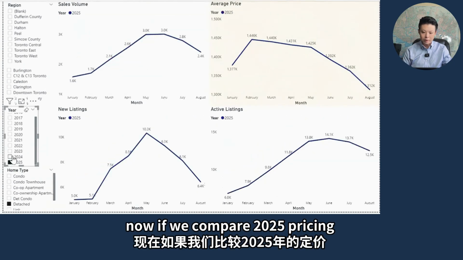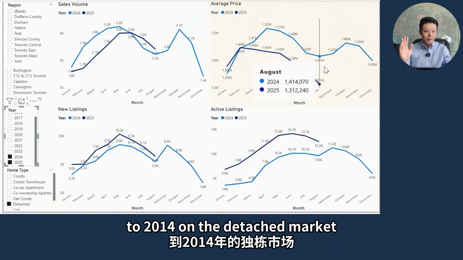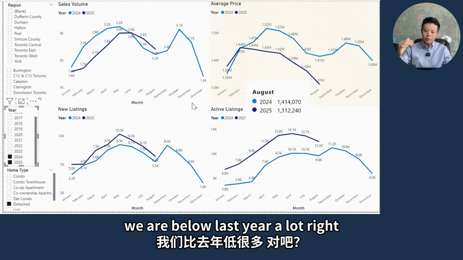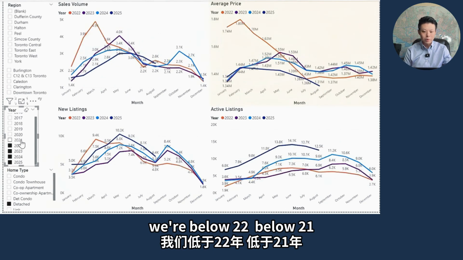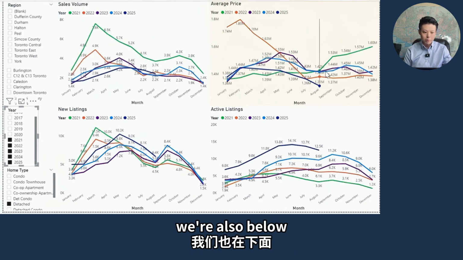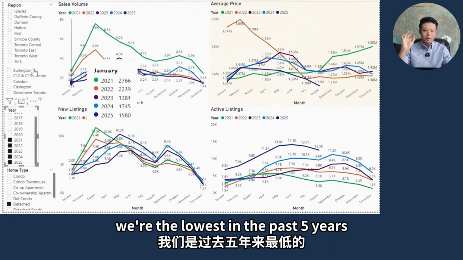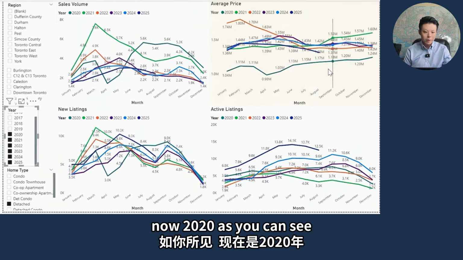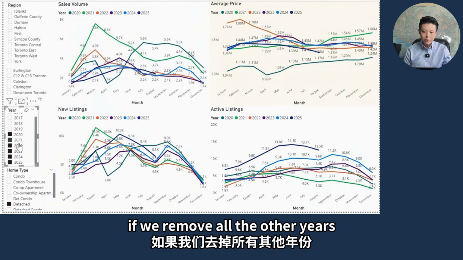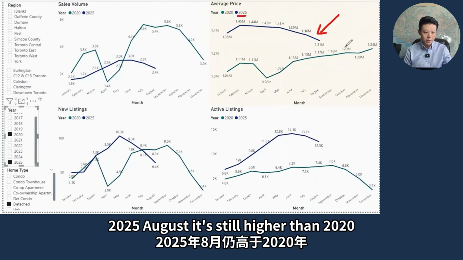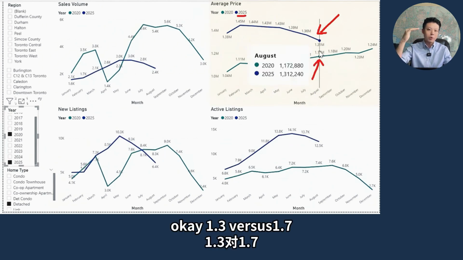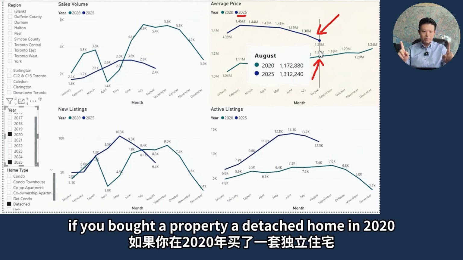Now, if we compare 2025 pricing to 2014 on the detached market, yes, we are below last year a lot, right? In 23, we're below 22, below 21, we're also below. So we're the same thing as condos, we're the lowest in the past 5 years. Now 2020, as you can see, if we remove all the other years, current detached market, 2025 August, it's still higher than 2020, okay? 1.3 versus 1.17. So on average, you're good. If you bought a property, a detached home in 2020, you should be safe.